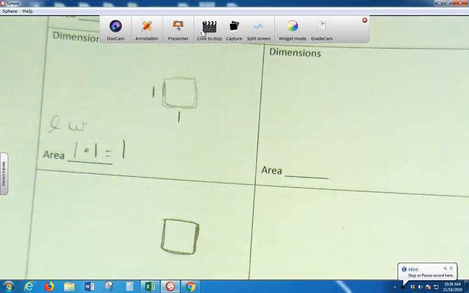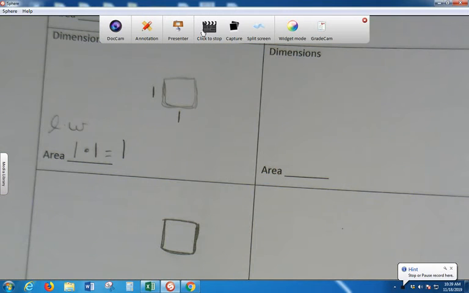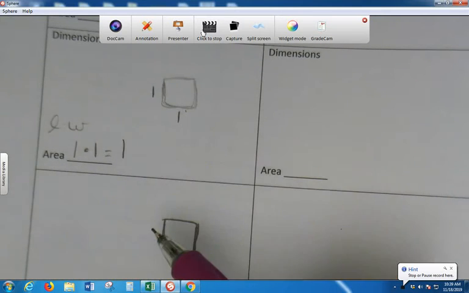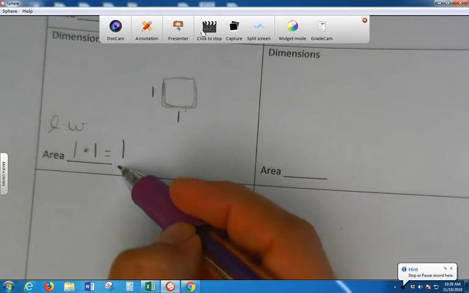But you know it. Oh, I can't see it. There's too many ones. Alright. So the dimensions is 1 by 1. So the area is 1.